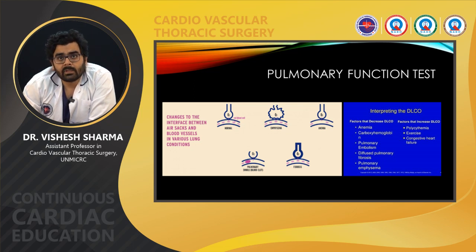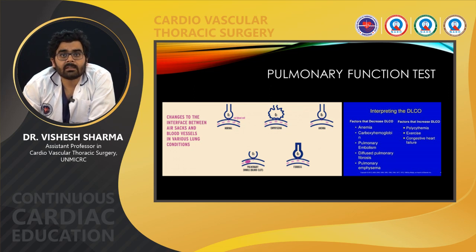The third component is DLCO. Now, for DLCO, carbon monoxide is used in a very low concentration. It has a high affinity for hemoglobin. It aims to assess diffusion across the alveolar membrane. It is based on Fick's law of diffusion, and a low DLCO could point towards a reduced surface area, increased thickness, or pulmonary hypertension.